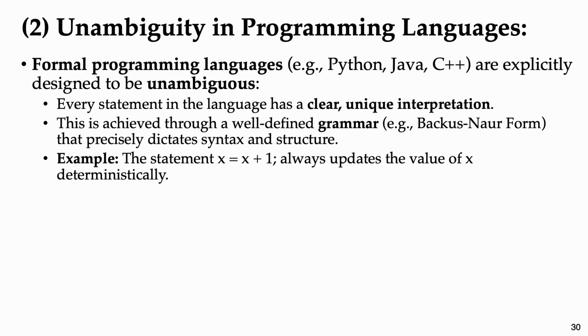And ambiguity in programming languages is the opposite of it. A programming language is defined formally. Every statement in the language is clear and unique in itself, achieved by a well-defined grammar, like the Backus-Naur form, or BNF, which precisely dictates the syntax and structure. So if we say x = x + 1, you just know what to do. There is no other meaning to that.